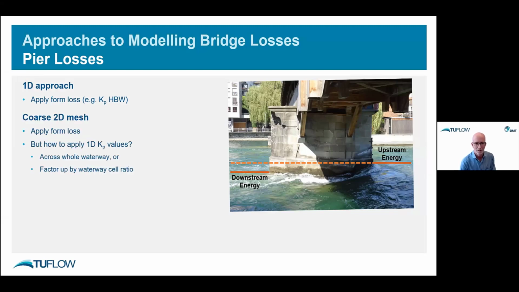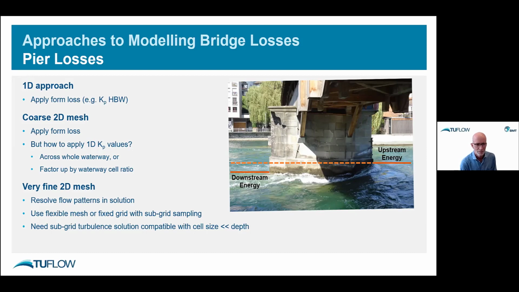For 2D, we can do the same thing, but then there's a big question mark over how do you apply that 1D KP value. Is it across the whole waterway, because it's coming from a 1D sort of solution? Or do we factor it up by the waterway cell ratio? And so in the earlier webinar that I mentioned, there's a number of slides discussing that. So if you want to explore that further, please do.